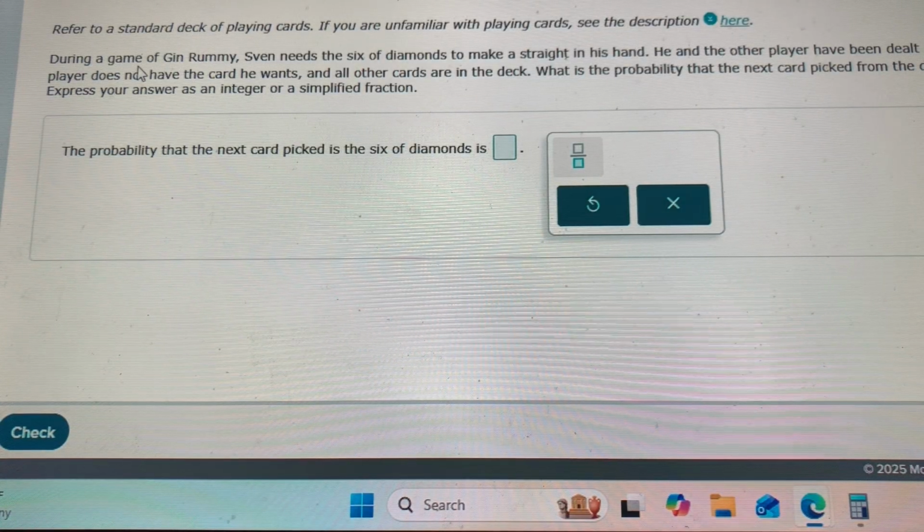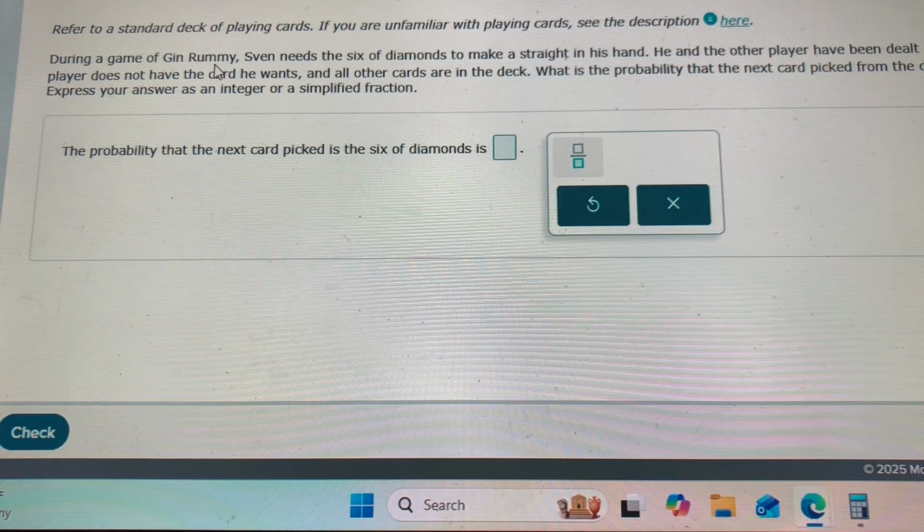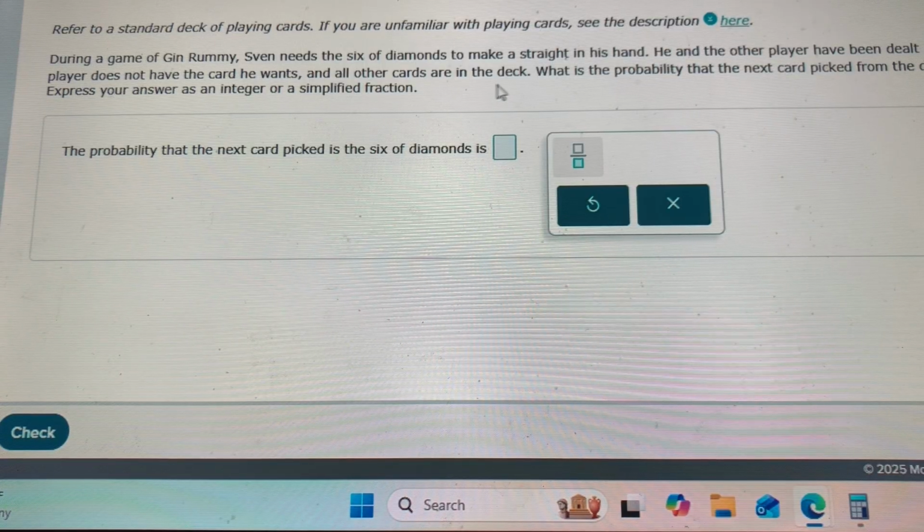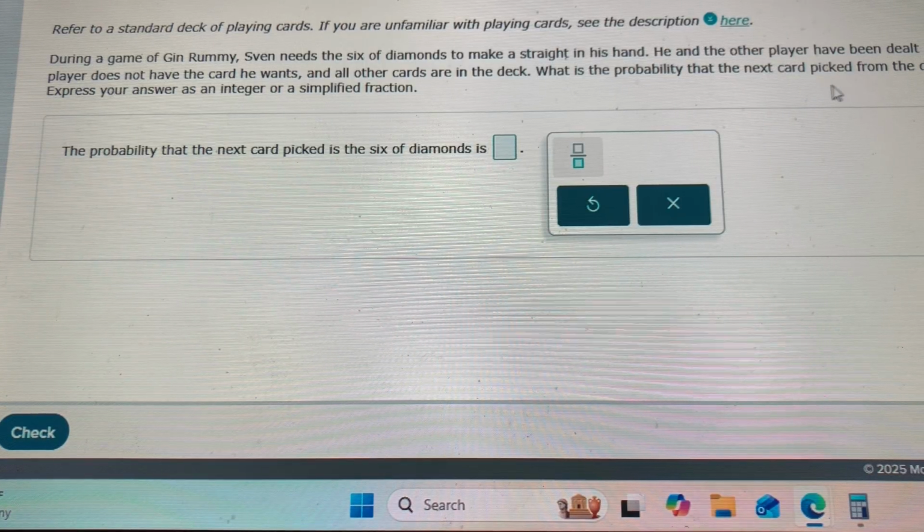Okay, during a game of gin rummy, which is a card game, Sven needs the 6 of diamonds to make a straight in his hand. He and the other players have been dealt 10 cards each. The other player does not have the card he wants. And all the other cards are in the deck. Okay, what is the probability the next card picked from the deck is the 6 of diamonds?